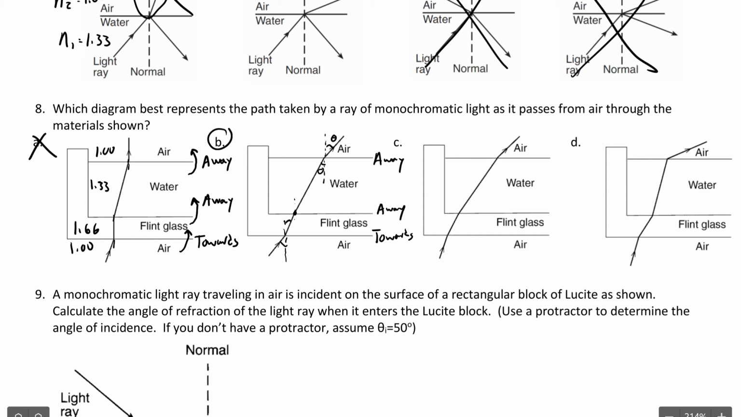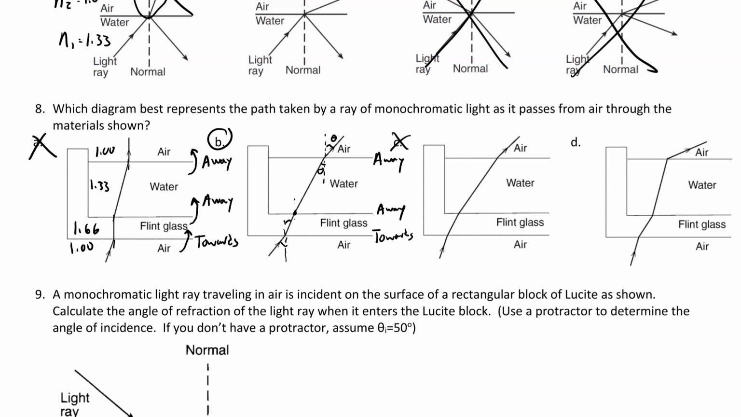Let's see if we could eliminate any of these other ones. These are all away, so I could tell right away it's constantly going away like this. And then this, so that's no good. We don't want C. And then this one just looks wonky with the air up here. That's no good. Let's see.